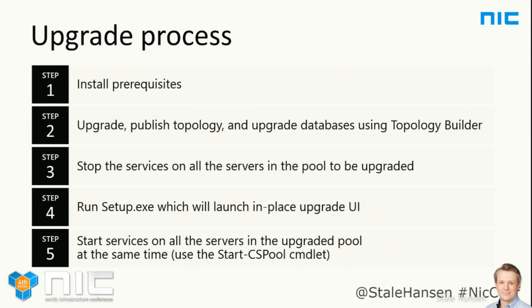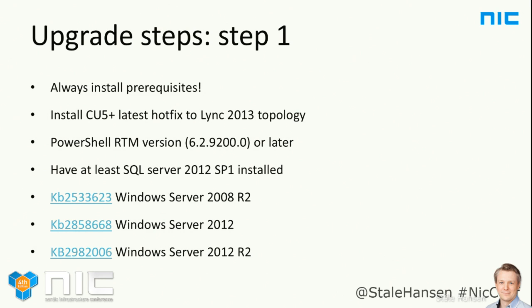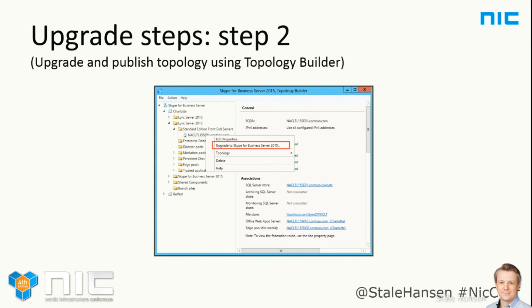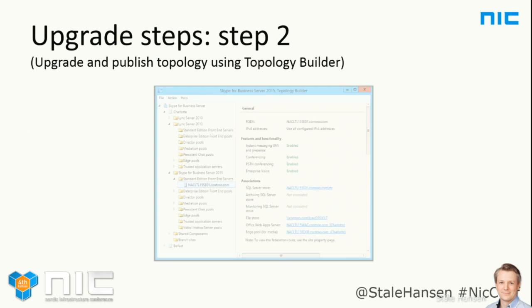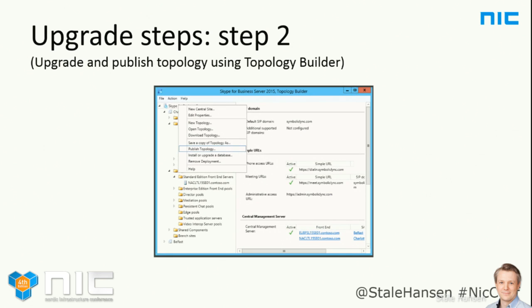The upgrade process. Step 1, install prerequisites. Always install prerequisites, right? That should work fine. So you need to have CU5 or newer. And you need to have the right PowerShell, the right SQL version, and some hotfixes. There's probably going to be a script for that somewhere. And then in the Topology Builder, you right-click and tell it that you want to upgrade to Skype for Business. You will get a new branch within your Topology Builder where you get your Skype for Business servers, and you publish the topology and make sure that CMS replicates.